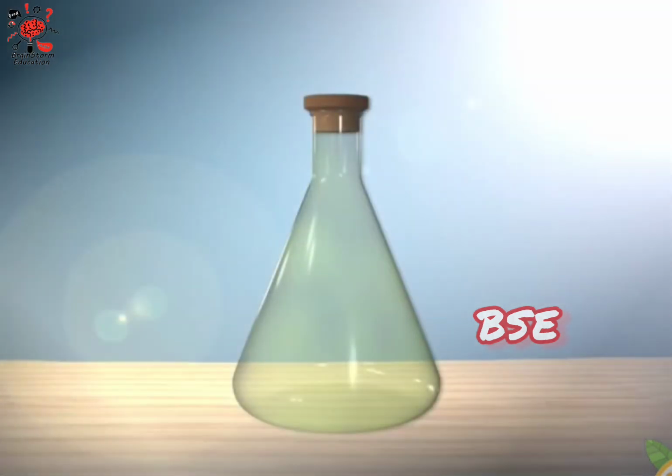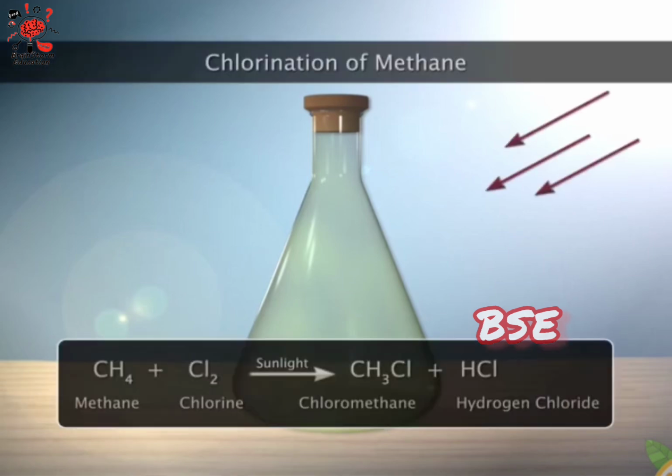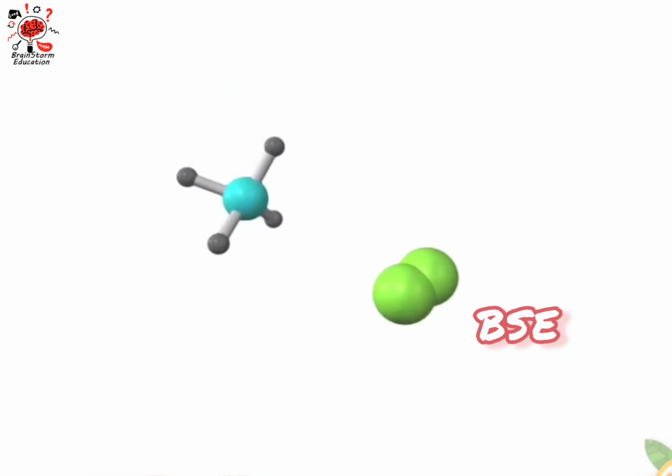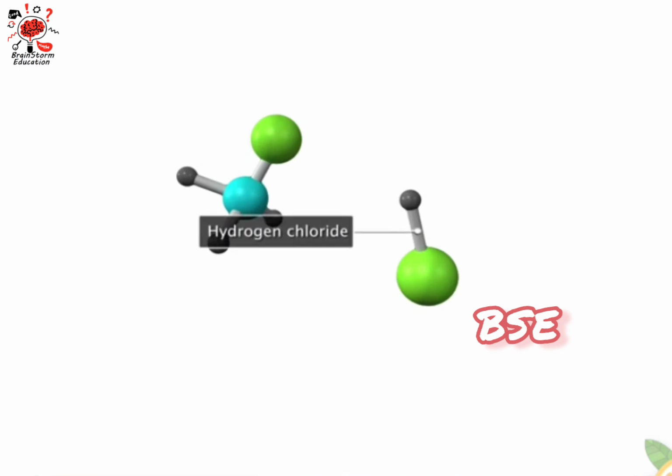Let us see what happens when methane is allowed to react with chlorine in the presence of sunlight. In this photochemical reaction, chloromethane and hydrogen chloride are formed. The sunlight breaks apart the chlorine molecule. One hydrogen atom is substituted by one of the reactive chlorine atoms to form chloromethane, and the other chlorine atom forms hydrogen chloride.